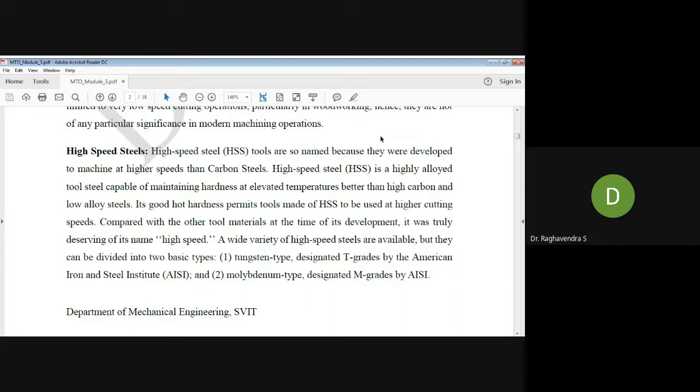It has good hot hardness, which permits tools made of HSS, because one of its properties is very good hardness. It can withstand it. It is a very hard material. In this also there are two varieties: the tungsten type, graded by the American Iron and Steel Institute, and the molybdenum type. All these are different varieties. The tool manufacturers will identify them. They will put the name on the tool: which type of material, what is the condition, what is the dimension, all these things, based on the standards they manufacture to.